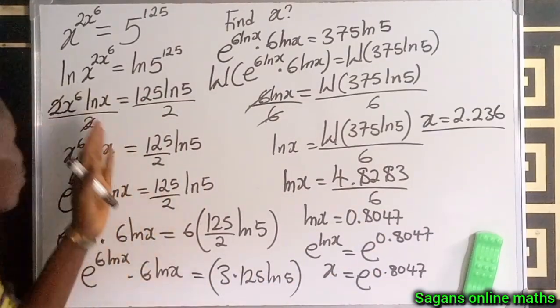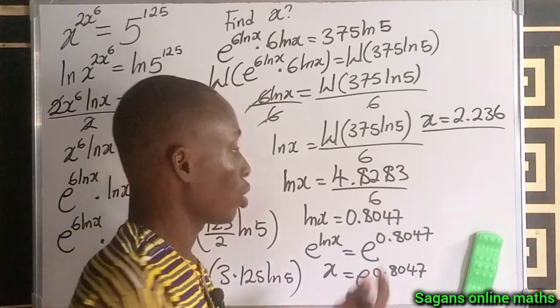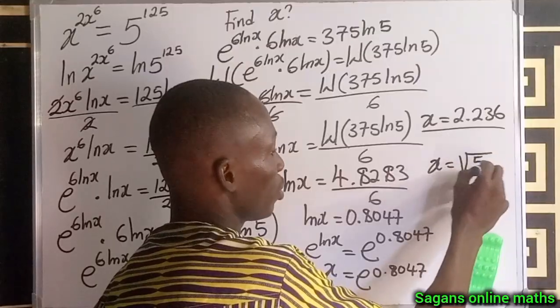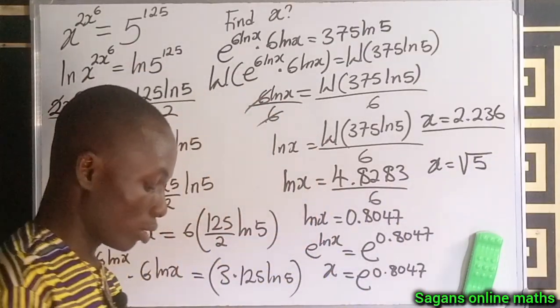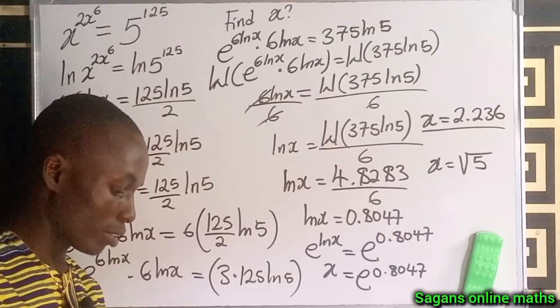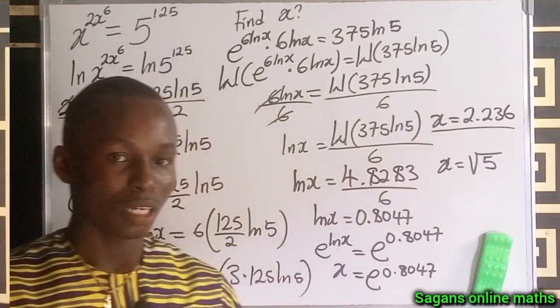Now if you didn't solve it this way, there is another way you can also solve it. If you use the other way, you want to have that x is equal to root 5. If you type root 5 in your calculator, you see that you have the same answer. I will also use another method to solve it after you enjoy this.